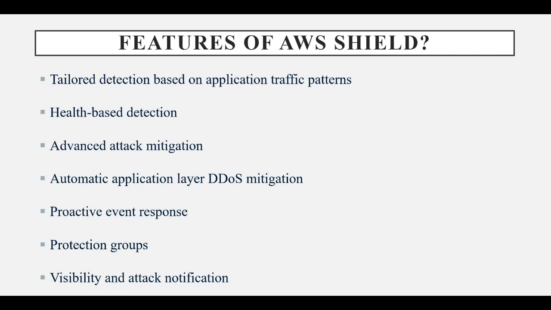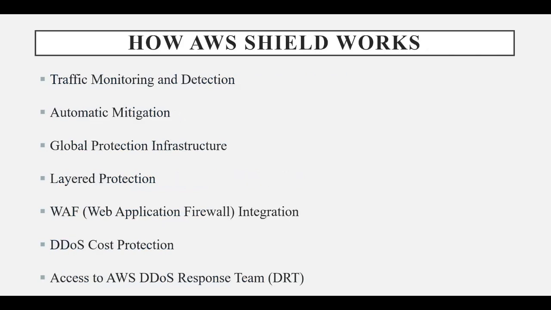And proactive event response. It's proactive, so you can stay effective and updated against the threats. The next is protection groups. So we can protect against other threats or malicious effects. Then visibility and attack notification: it gives visibility on any attacks, and it also provides notification of the attacks. These are the features of the AWS Shield.